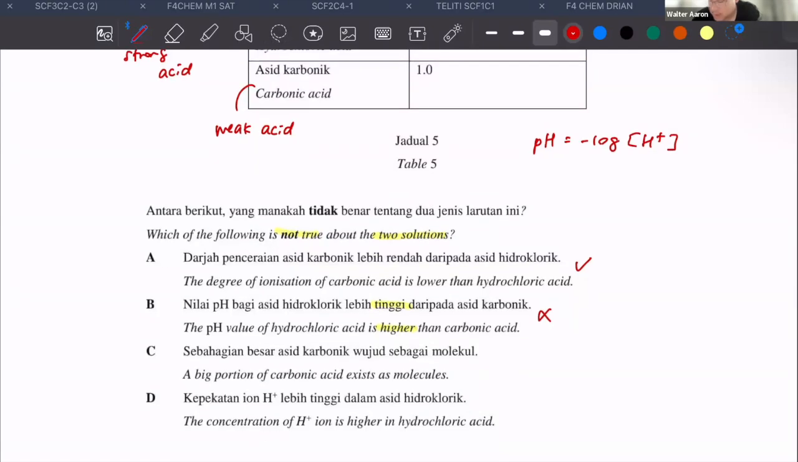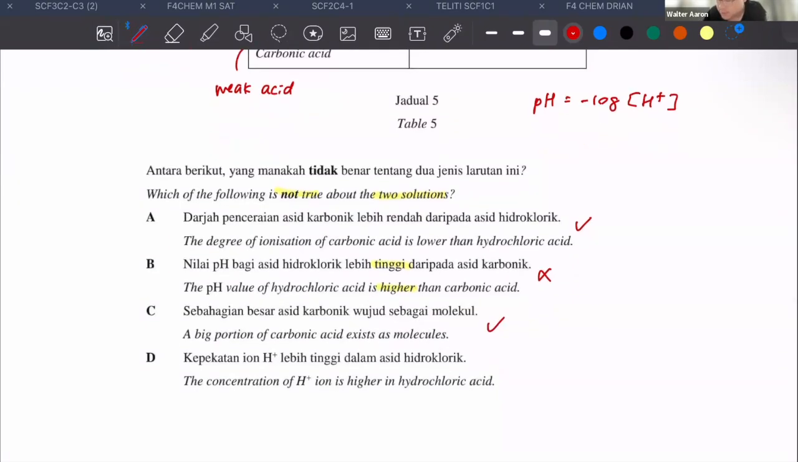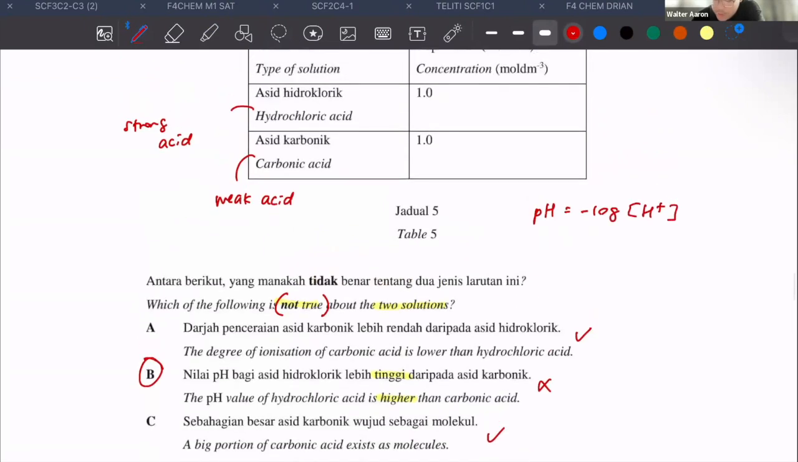C, a big portion of carbonic acid exists as molecules. I wouldn't say it's a big portion, but you can say that it has a lot of carbonic acid that does not dissociate. So this is actually true. And the concentration of hydrogen ions is high in hydrochloric acid. This is also true, because it dissociates completely, so it should have a higher H plus concentration compared to carbonic acid. It's asking which one is not true, so therefore B is the one that's not true. That's the answer for number 23.